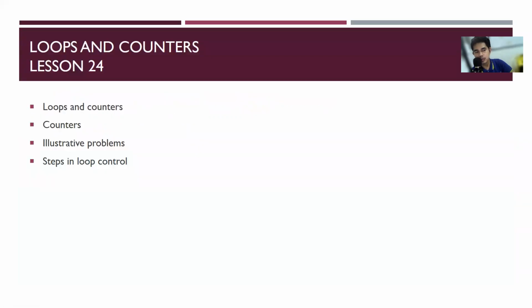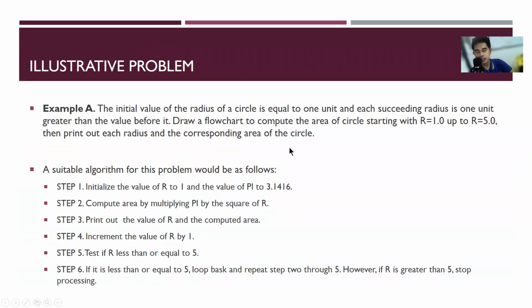Loops and counters. What problems on loops and counters do we have here? The initial value of the radius of a circle is equal to 1 unit, and each succeeding radius is 1 unit greater than the value before it. So we have an initial value of our radius, and that is equal to 1 unit. If the radius is 1, the succeeding radius is 2, and the succeeding radius after 2 is 3, and so on and so forth.